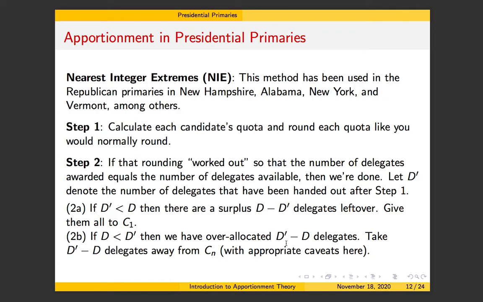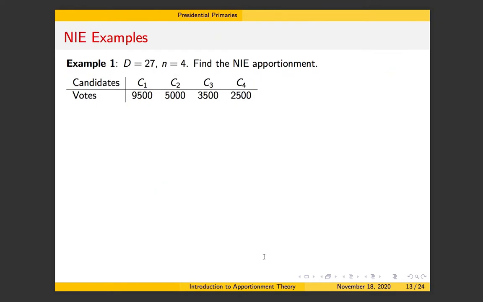So again, if your rounding doesn't work out, you as the state party can't create more delegates or erase delegates. The delegate total is fixed, right? Capital D is fixed. So if you have surplus, you have to figure out what to do with them. Give them to C1. If you have the opposite of surplus, you've overallocated, you punish the bottom candidate. Okay, so let's look at a few examples before I show you one last quick method and then wrap this up.